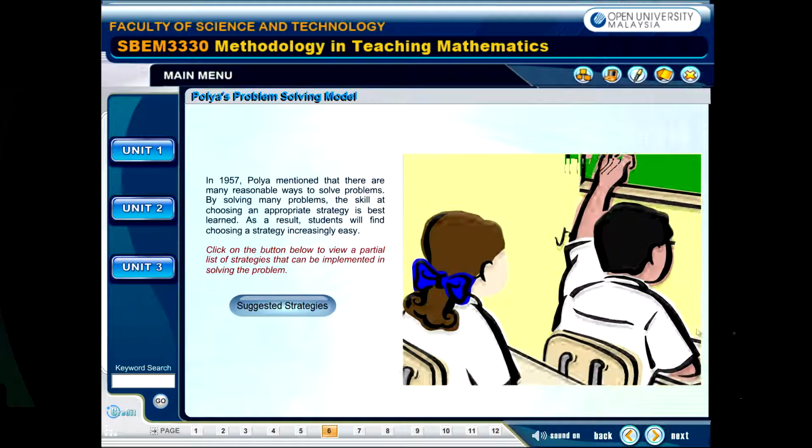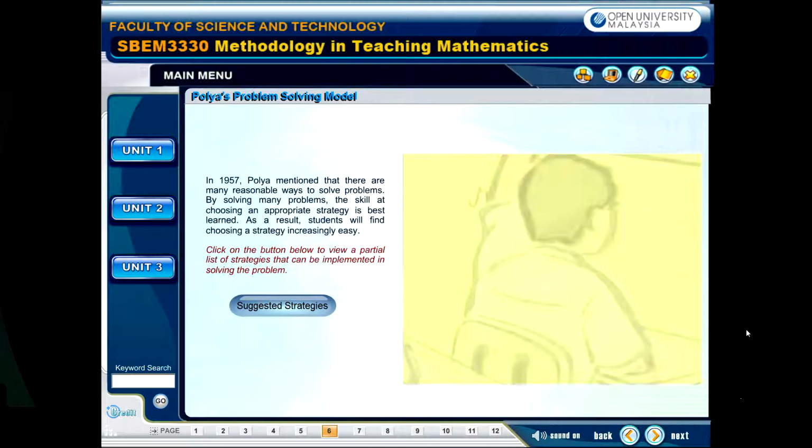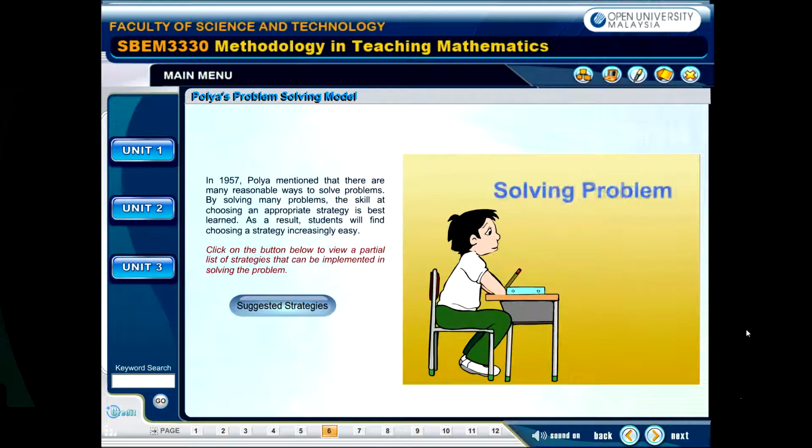In 1957, Polya mentioned that there are many reasonable ways to solve problems. By solving many problems, the skill at choosing an appropriate strategy is best learned. As a result, students will find choosing a strategy increasingly easy. Click on the button below to view a partial list of strategies that can be implemented in solving the problem.